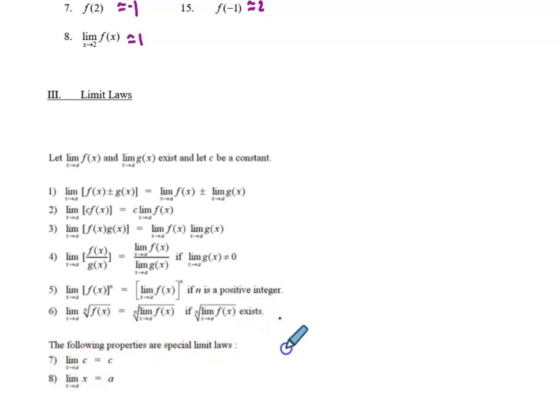The limit of some constant function y equals c. So here is my graph of y equals c. The limit as x approaches a for any value on that graph is going to be that constant value c. And then this last one is actually the graph of y equals x right here. So anytime x approaches a for any value a, the y value also equals a, so that limit equals a.